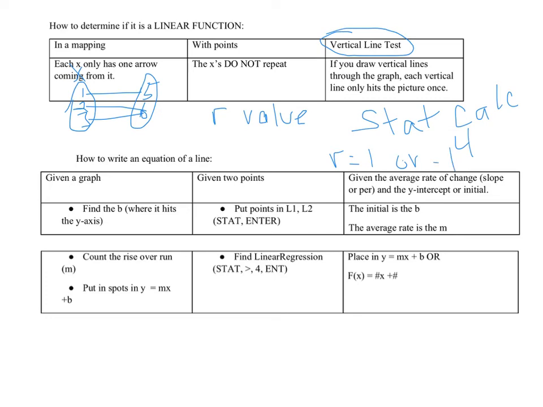How to write an equation of a line? Well, there's several different ways we can do that. Given a graph, find the b where it hits the y-axis, count the rise over run, and put in spots y equals mx plus b.